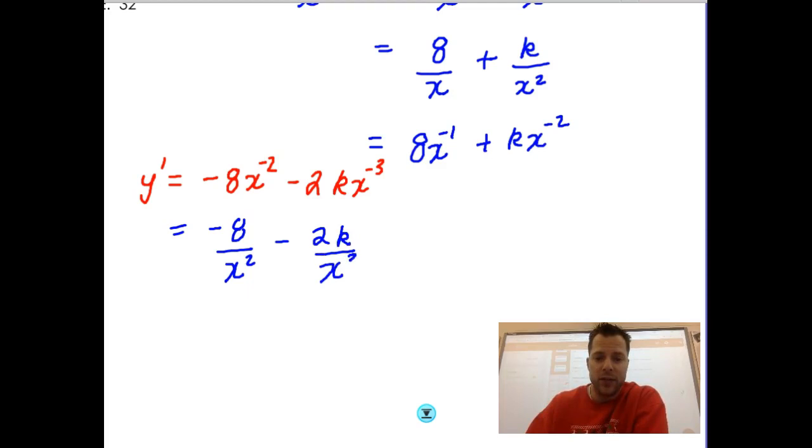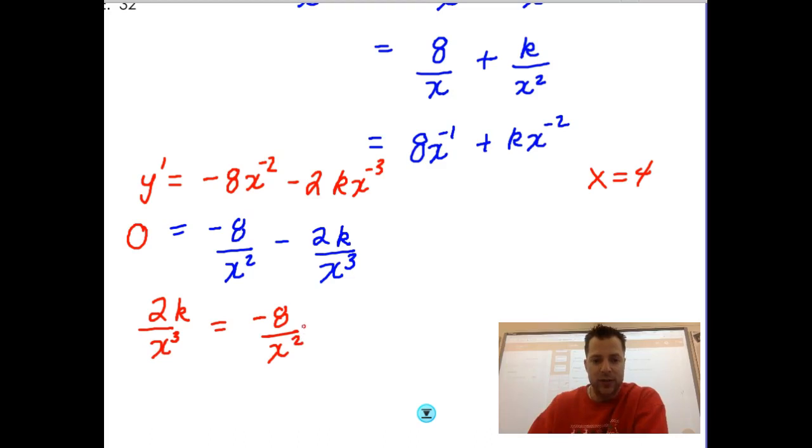Okay, now when we talk relative maxes and mins, we want the derivative to be 0. So I'm going to set this whole thing equal to 0, and I have to solve for k. That's what I'm looking for. I know in this case x equals 4. They told me at the beginning. So I can go ahead and have 2k over x cubed equals negative 8 over x squared.